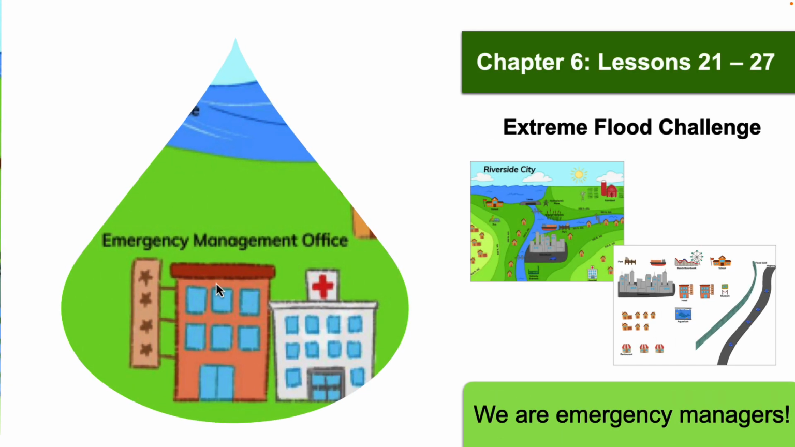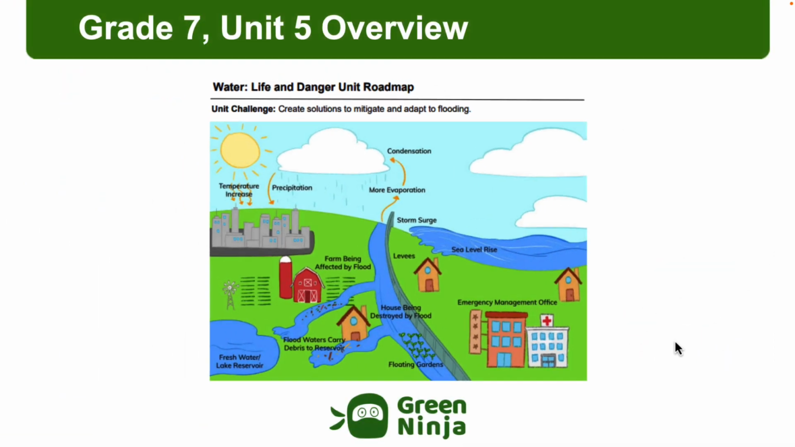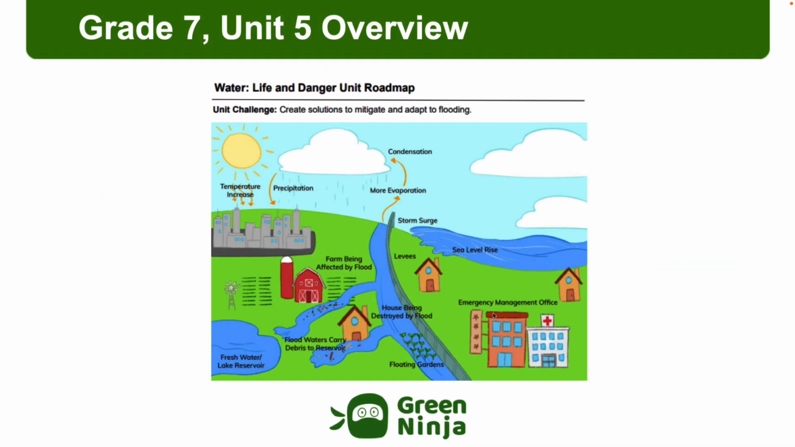In chapter 6, students are emergency managers in one of 2 cities. They'll participate in a role-playing where they plan and react to a flooding scenario in their town. So that's our comprehensive look at water, life, and danger.